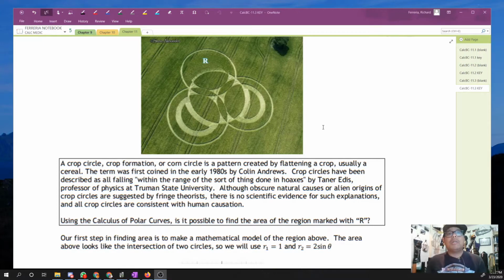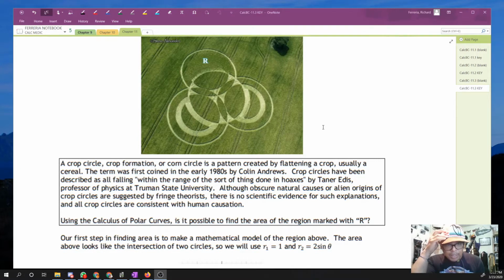A crop circle, a crop formation, or a corn circle is a pattern created by flattening a crop, usually a cereal, like wheat or rice or something like that. The term was first coined in the 80s by Colin Andrews. Crop circles have been described as falling within the range of the sort of thing done in hoaxes by Tanner Edis, professor of physics at Truman State University. Although obscure natural causes or alien origins of crop circles are suggested by fringe theorists, there is no scientific evidence for such explanations.